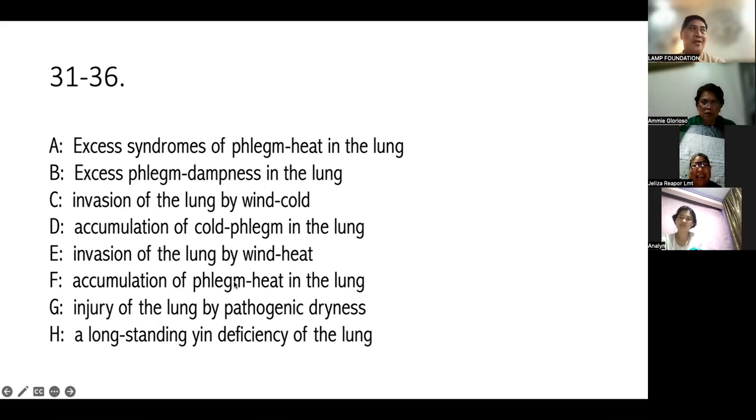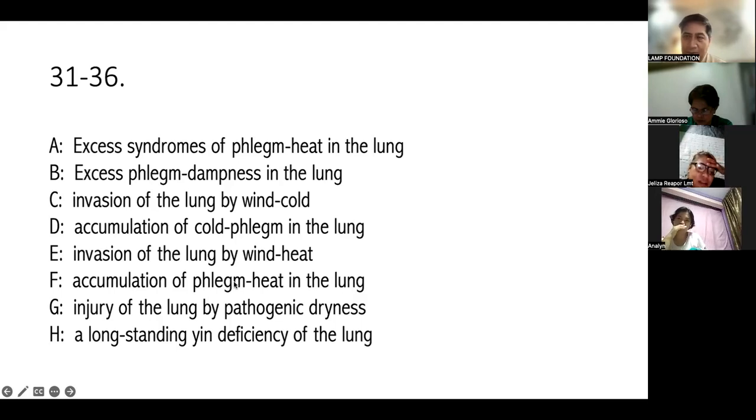Bakit gitna? Oh my God. Okay, Dok, can you tell us, ano-ano yung organ sa upper burner? Upper burner is lungs. Heart. Sa right po is heart. Sandali lang. Bakit napunta sa right ang heart?